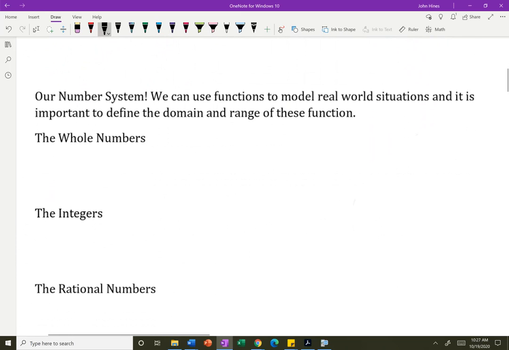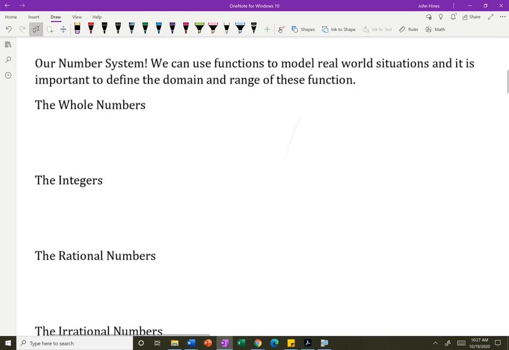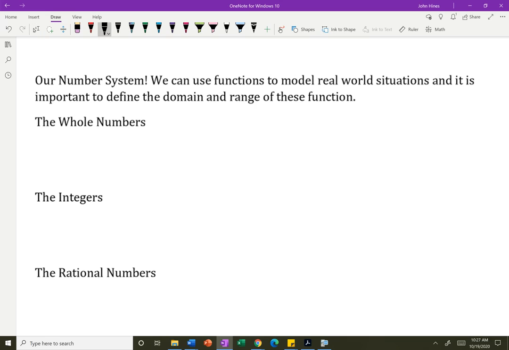So let's talk about our number system, because sometimes we deal with real-world functions instead of just silly graphs like this. The story of our number system is we started with the whole numbers. We start with the set of whole numbers, which is 0, 1, 2, 3, 4, 5 and so on. They are the counting numbers plus 0. So our whole numbers are our starting number system. We can add these numbers together and everything's good.